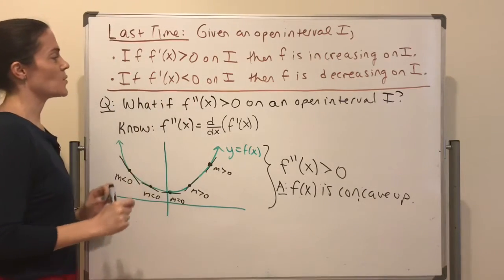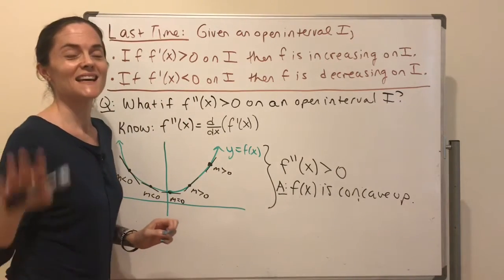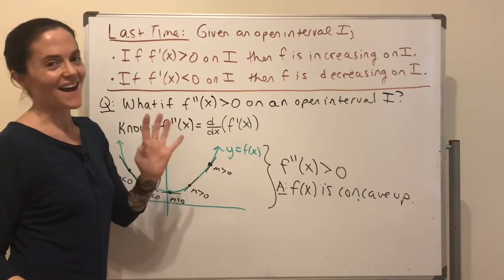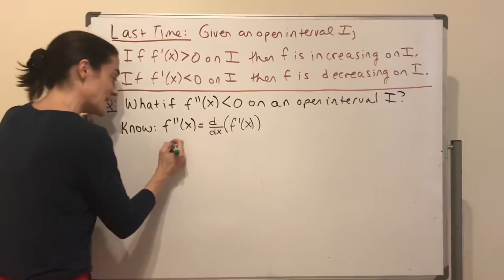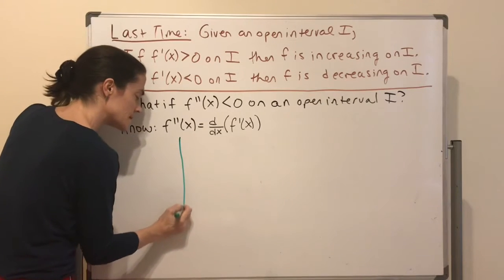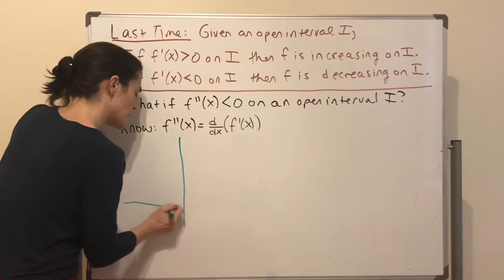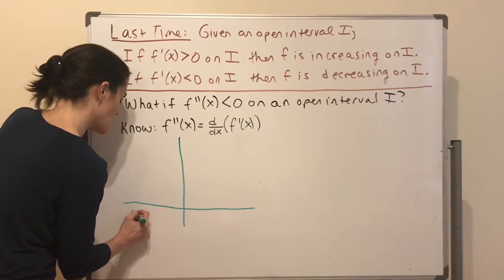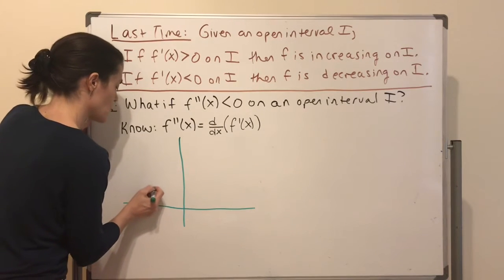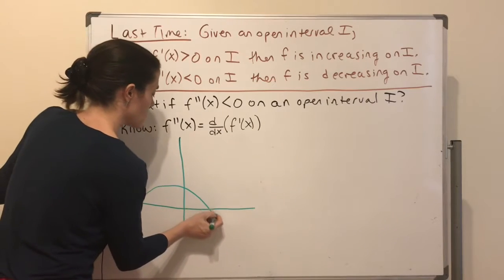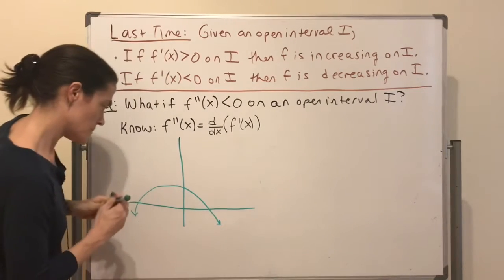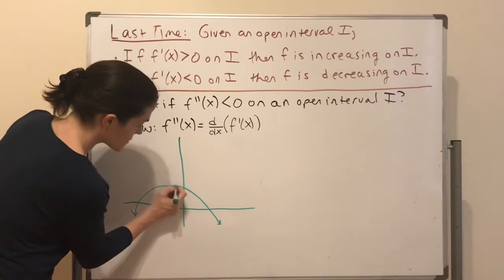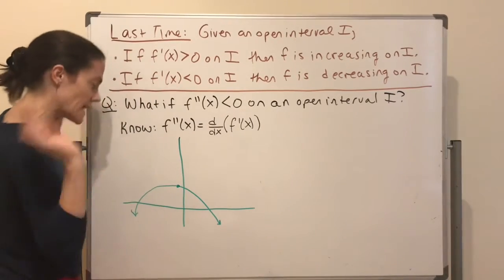Let's ask the same question about when the second derivative is negative on an open interval I. What if the second derivative is negative on I? Let me draw the picture and then I will discuss. So it would be something like this. Now, pardon me, here the max is maybe at negative a tenth.